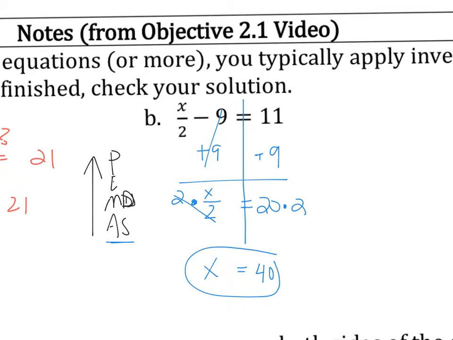Let's go ahead and check it, just to make sure. Just remember, we're going to plug that into the original equation. And instead of just putting equals, we're going to put a little question mark over that equal sign, because we don't know for sure yet. 40 divided by 2 is 20. Minus 9, does that equal 11? Yes, it does. So that means that we solved it correctly.